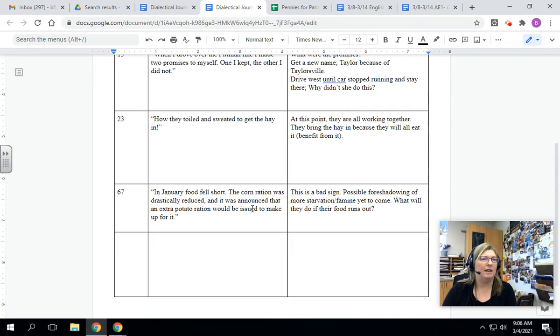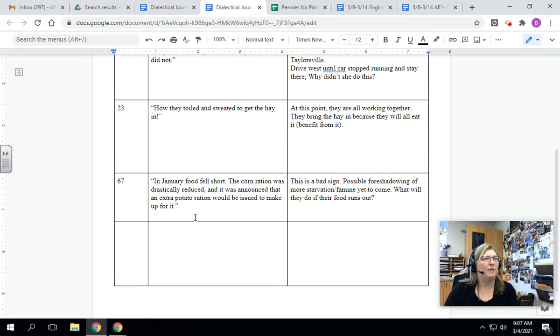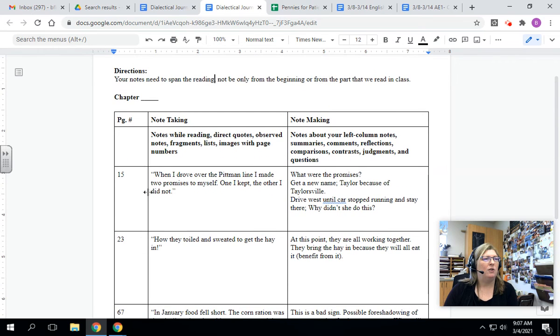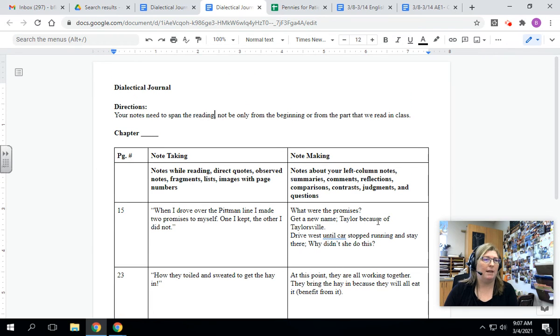All right, and then here's another example. Now, it doesn't always have to be a quote, as I said. It could just be a little synopsis you write here or some idea you're getting. But I'm going to look for you to have a page number, notes you've taken, and then notes you've made. And this is really how you're proving to me this time that you read these pages.